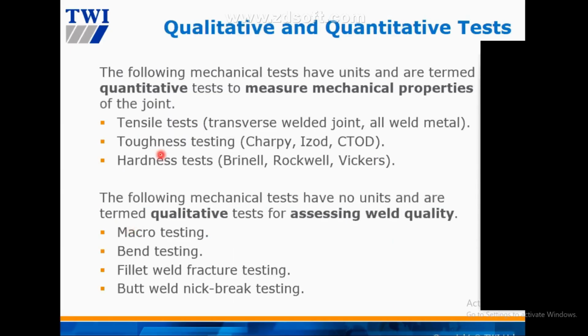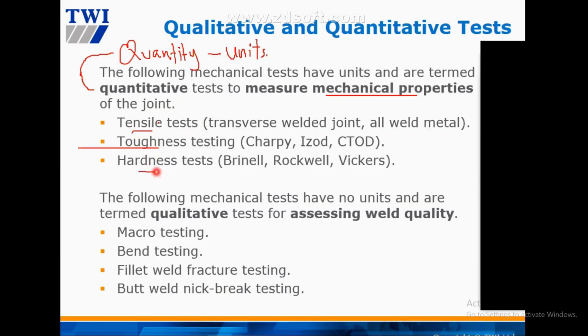And from this mechanical test, we have two groups of tests. One is quantitative. The word quantitative here is from quantity, basically. When you say quantity, it has units. And that is to measure mechanical properties. Mechanical properties here refer to tensile, toughness, hardness.